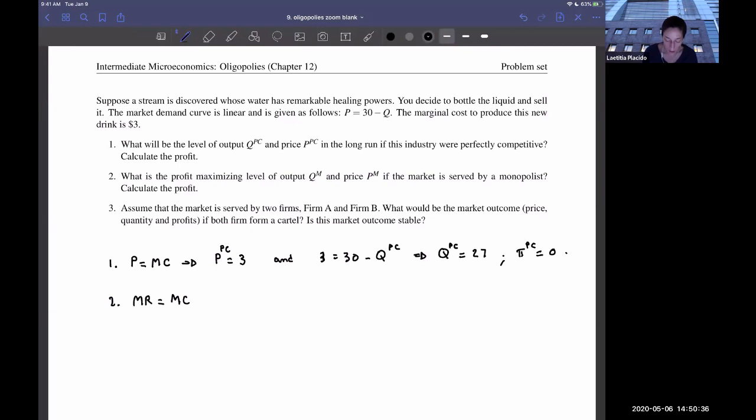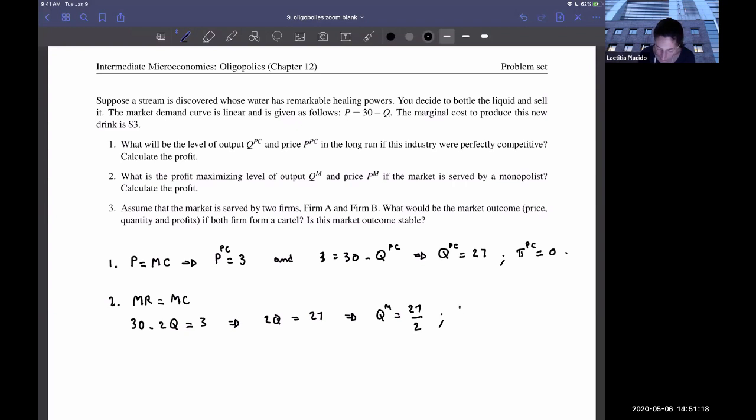Okay, so we have the demand curve. From the demand curve, we can deduce the marginal revenue. Okay, so marginal revenue, remember, you keep the same intercept and you double the slope. And this is going to be equal to marginal cost, which is 3. Okay, so you have 2Q equals 27, or QM equals 27 over 2. Okay, so that's the equilibrium quantity for the monopolist.